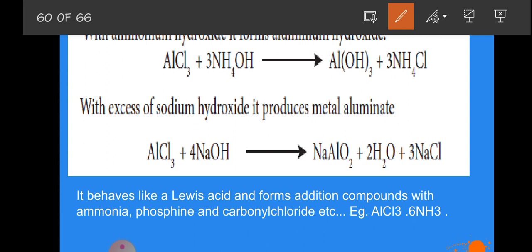so aluminum will join with the sodium, so it forms, so this is they are forming metal aluminate. So sodium aluminate, water, and NaCl salt, sodium chloride salt. So this is the product we are getting.